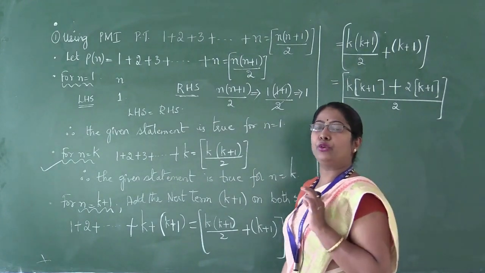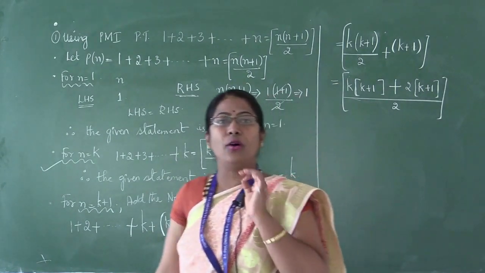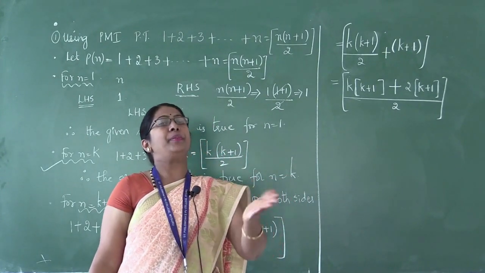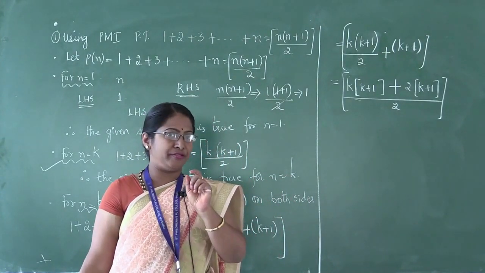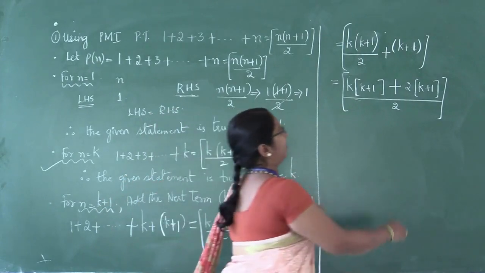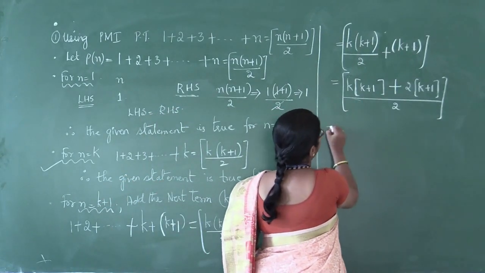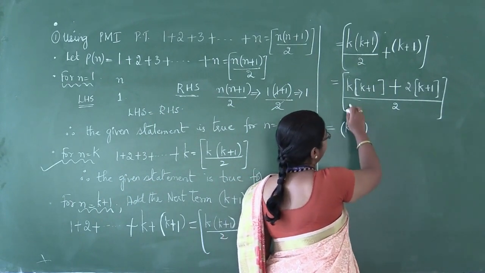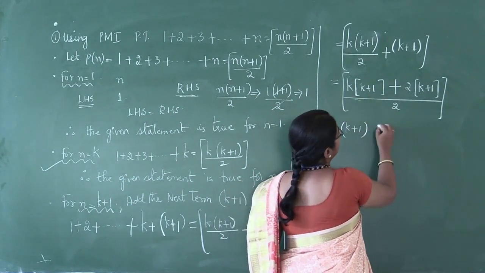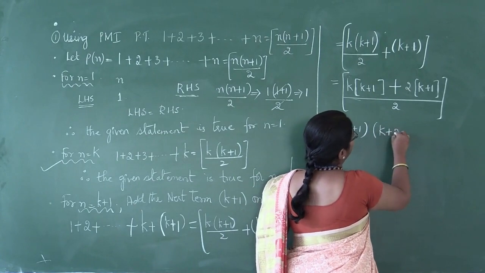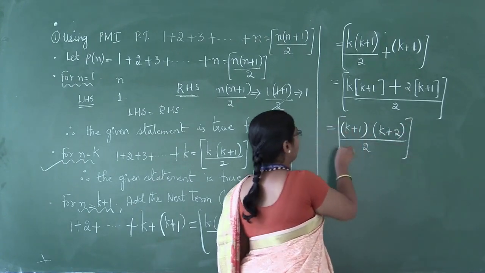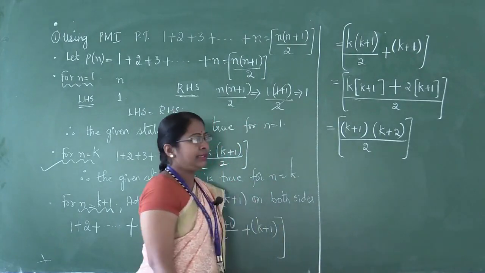When you observe the numerator, which term is common in the numerator? K plus 1. So I will be taking k plus 1 outside the bracket as the common factor, and which term will be left out here? K plus 2. So k plus 1 is the common factor taken out. Which are the terms left now? K plus 2, complete thing divided by 2.